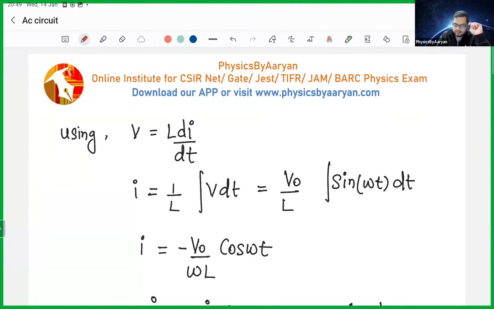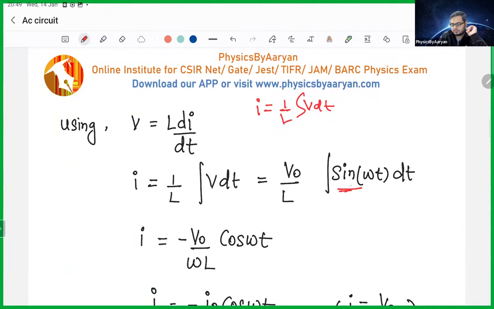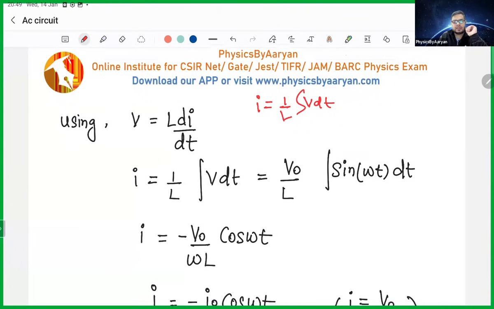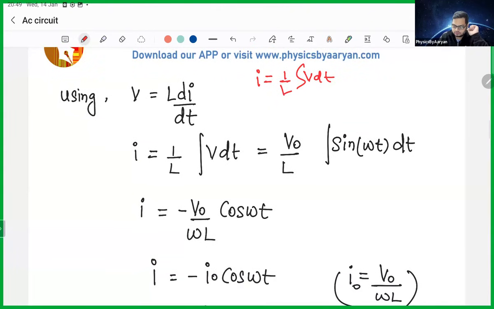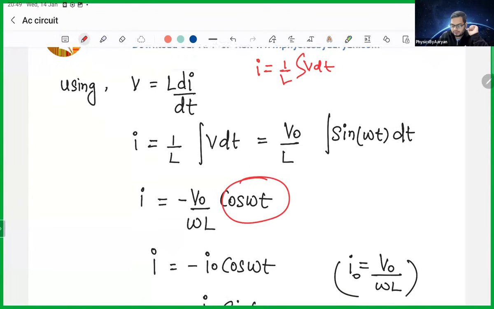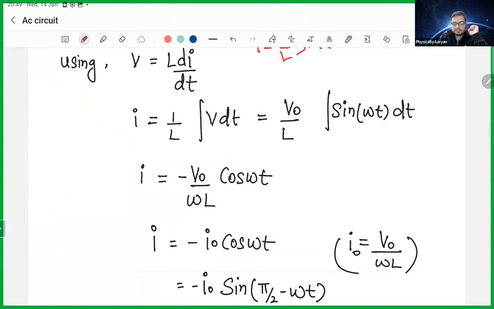Let's do di. Okay, I know voltage, I need to find current, so I need to integrate, right? So current will be equal to 1 by L into V into dt. Simply I just need to integrate, and I put the value of voltage as V naught sine omega t. If you integrate sine, you get minus cos, so you have a minus cos here, and this is your current. This time this thing is known as I naught.